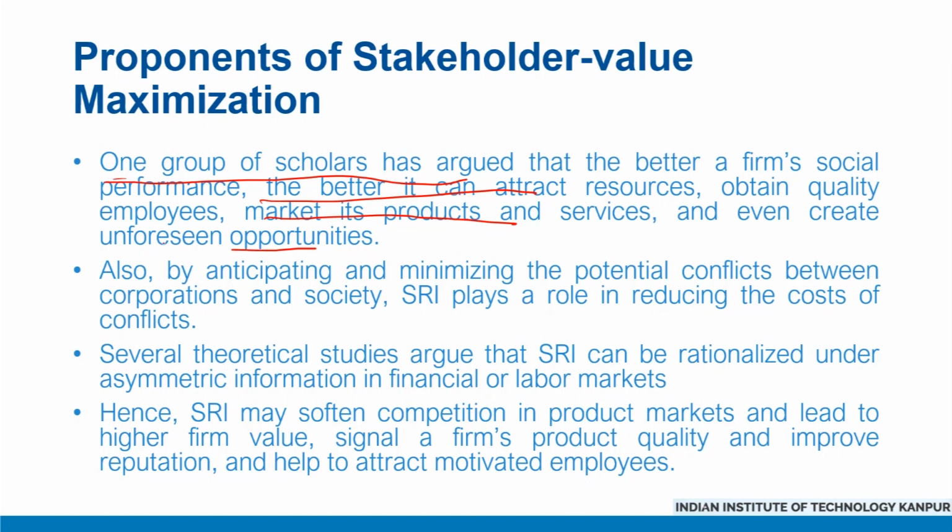One of the main arguments in favor of SRI is that SRI is consistent with shareholder value maximization, and thus, by anticipating and minimizing the potential conflicts between corporations and society, SRI plays a very important role in reducing the cost of conflicts. SRI is in line with profit maximization in competitive markets. When firms sell products, ethical brands, defined as products branded as organic, environment friendly, durable, sustainable, and neutral brands, only those consumers who care about SRI are willing to buy ethical products, such that there is no adverse welfare effect on those who do not care. Hence, SRI creates a Pareto kind of improvement for the economy as a whole.